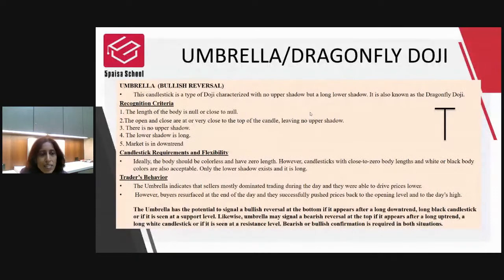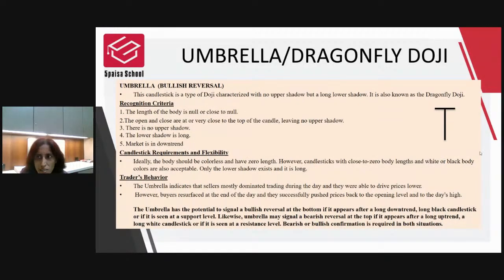Now, this candlestick is a type of doji characterized, as you can see, by no upper shadow, but a long lower shadow, right? And that is why it is also known as a dragonfly doji. This kind of picture or chart type reflects a dragonfly, and that is why the name dragonfly doji. How will you recognize it? Of course, there is no body, or it is very close to null. When I say null body, it means that the real body is not there.